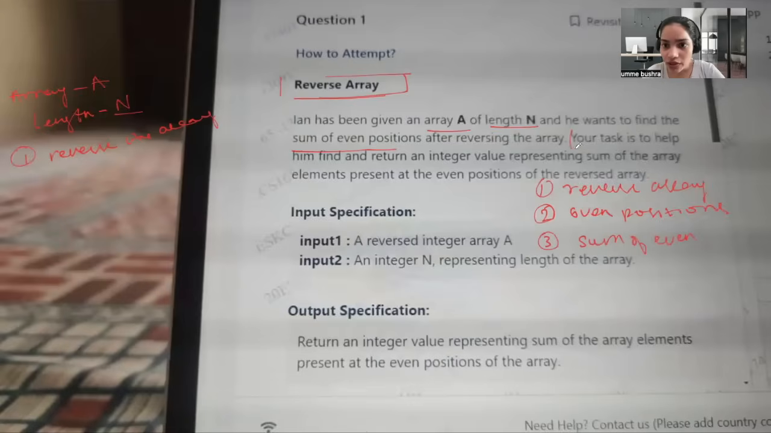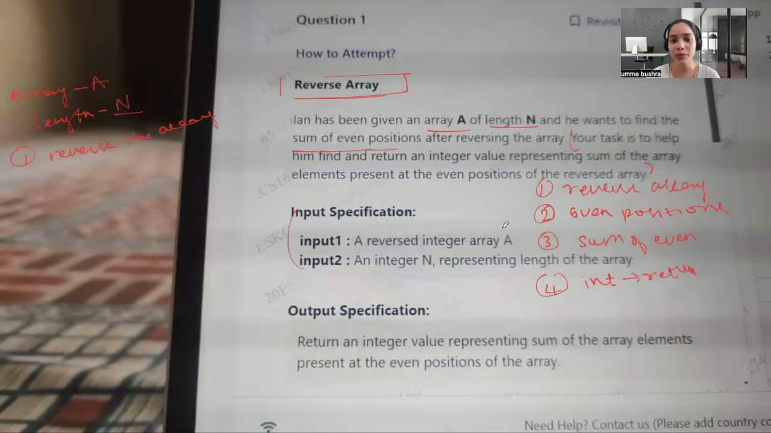And finally, your task is to help him find and return an integer value representing the sum of the array elements present at the even positions. Finally, you are going to perform the sum of it and return the integer. Whatever the sum is, you are going to return that in integer format. This is what your question statement says.